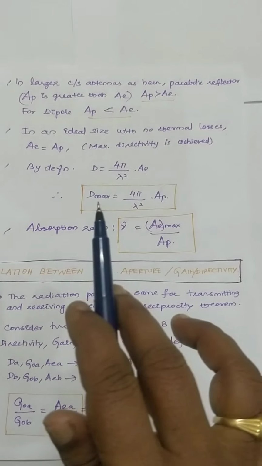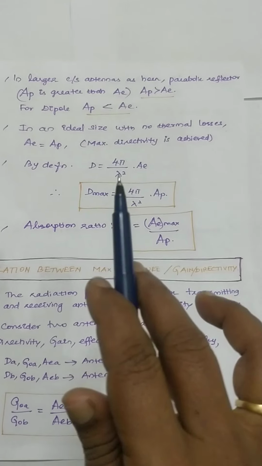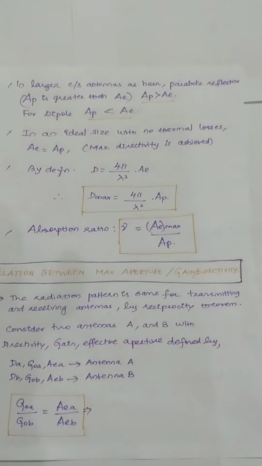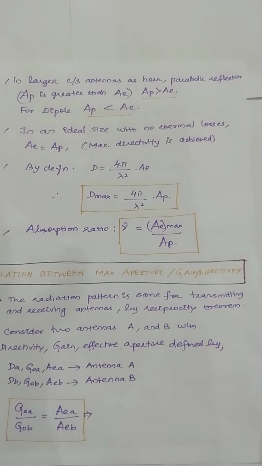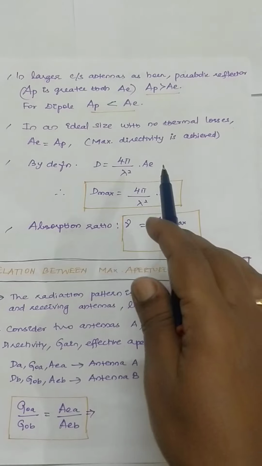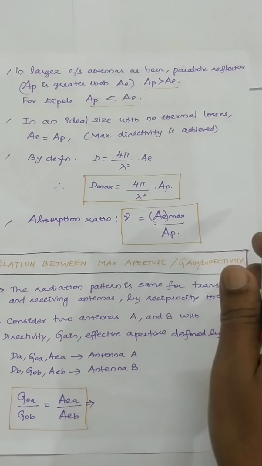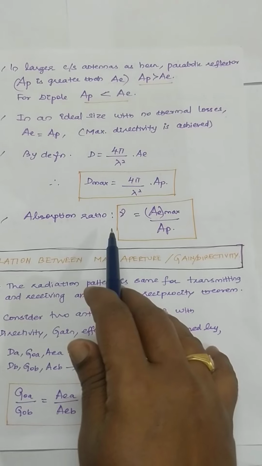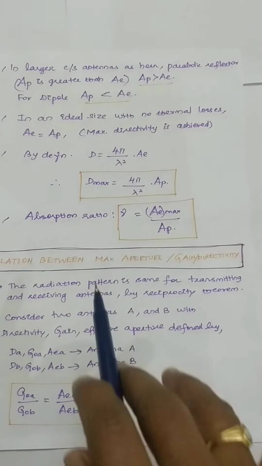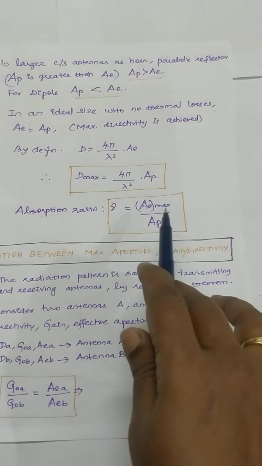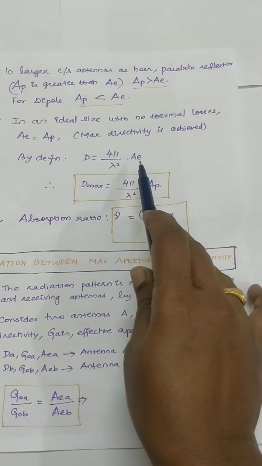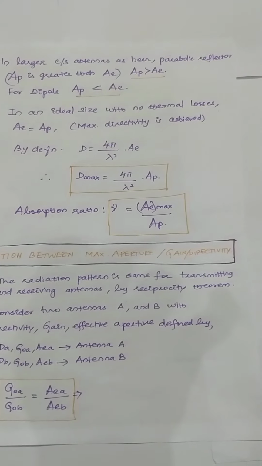Now, why are we speaking about this? We are speaking about an ideal size antenna with no thermal losses. Under no losses condition, we can say that the maximum directivity is achieved, which means that the effective aperture is exactly equal to the physical aperture. However, this set of equations will have an analysis in the continuation part. So the absorption ratio is defined by gamma equal to the ratio of AE max to AP. AP is the physical aperture, AE max is the maximum effective aperture. That is a continuation concept.